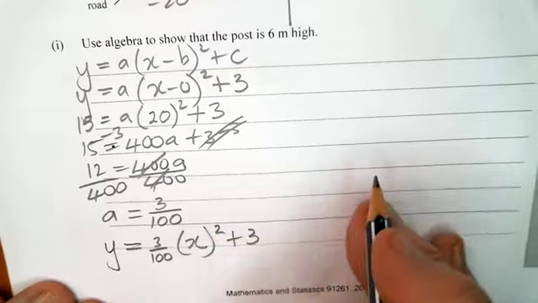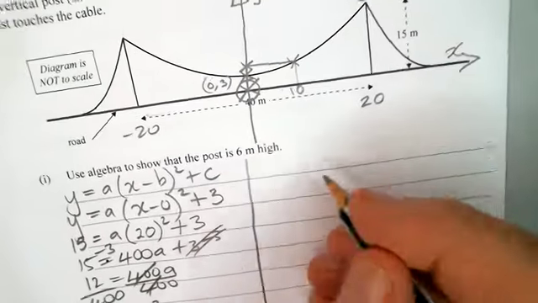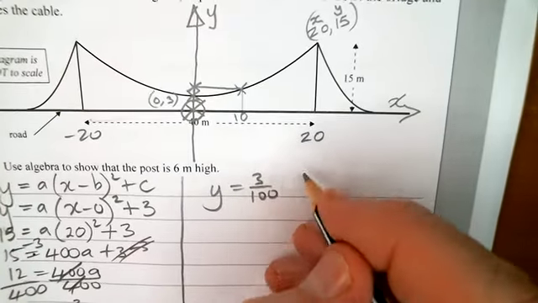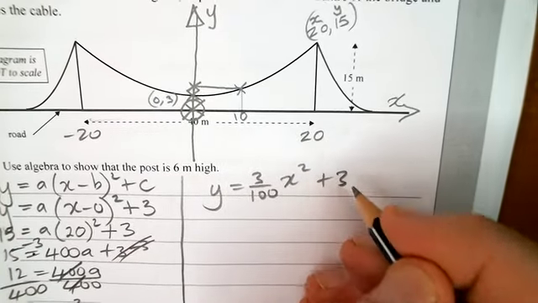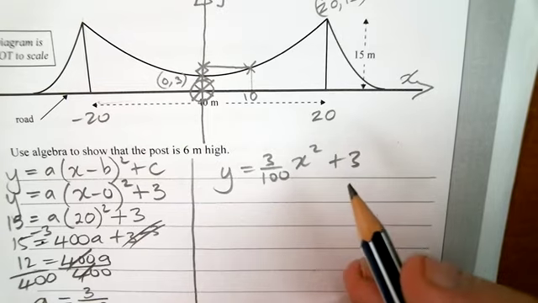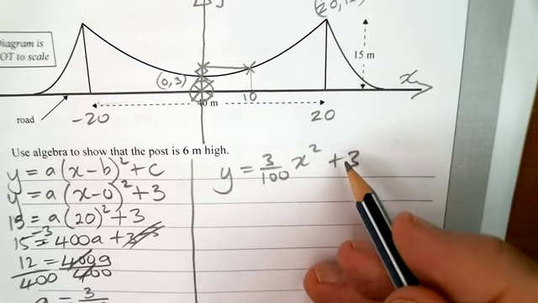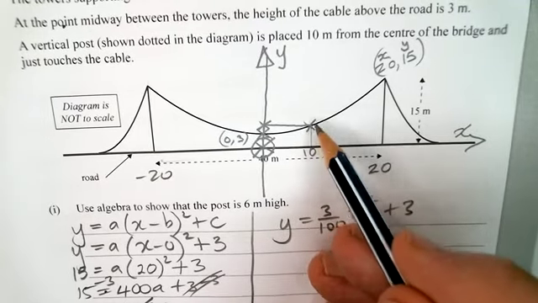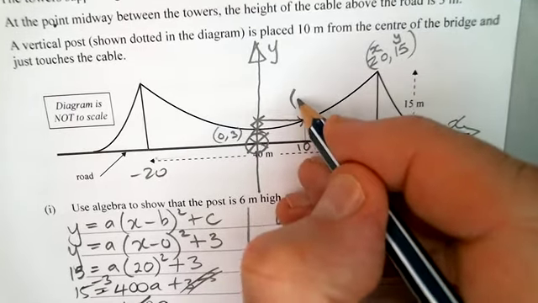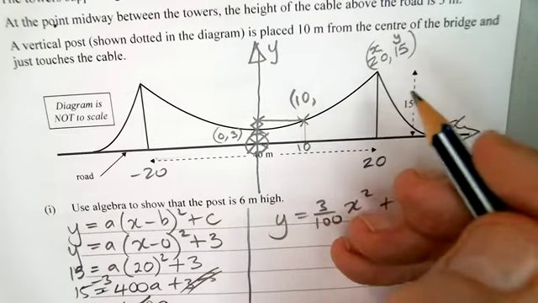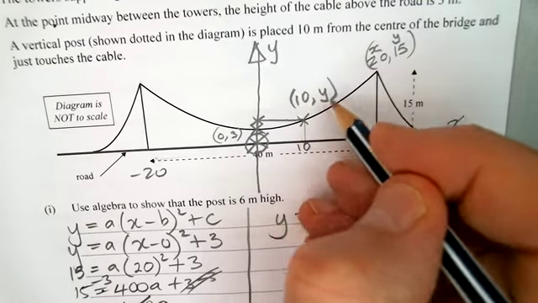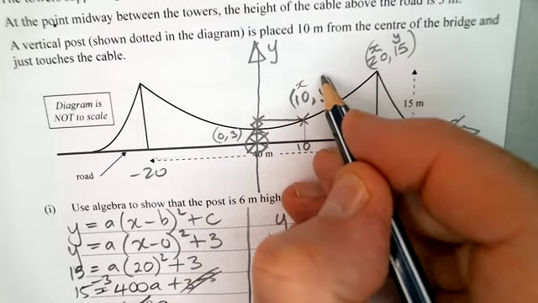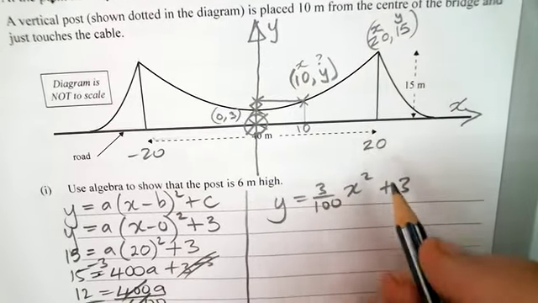So now let's give x a value. I'm going to make a dividing line here. Here's the equation again. Y is equal to 3 over 100 x squared plus 3. Now, we want to find the value of y when x is 10, because this coordinate here is 10 along and something up. I'm going to call it y. We know x is 10. Y is equal to a question mark. We don't know what that is. So let's throw that in.